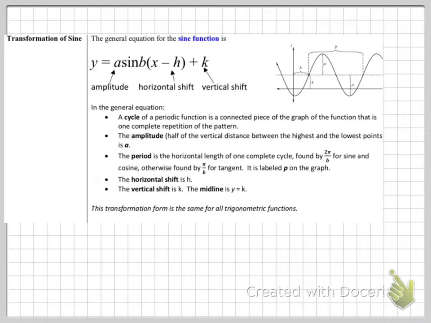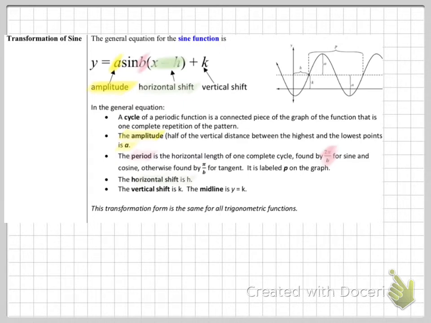So here is all the stuff we can do to transform the sine function. So the A value is the amplitude, but the answer to amplitude is never negative. But A is amplitude, half the vertical distance from high to low. B is going to help me find the period. So that B value, 2 pi divided by B, is the period. So we'll have to do some math. And then your H and K are just like before. So H, opposite H, is going to give you the horizontal shift. And then K, the constant.